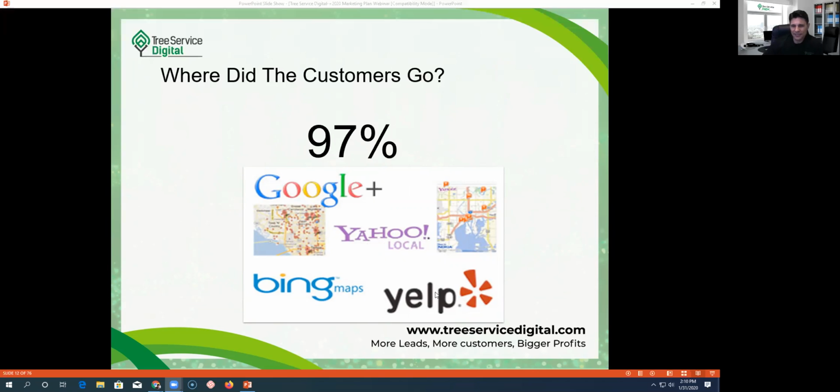Yelp gets a little bit, but that's really more for local restaurant type stuff. So you can get leads with tree service on Yelp. It just depends on your local market. If there's too many people advertising, then the leads are just going to be watered down in that area. But that's where the customers go.